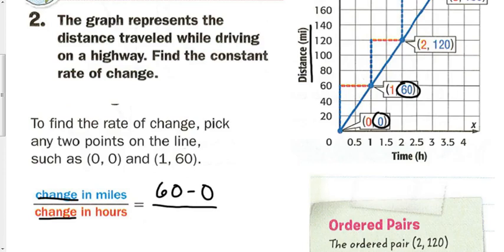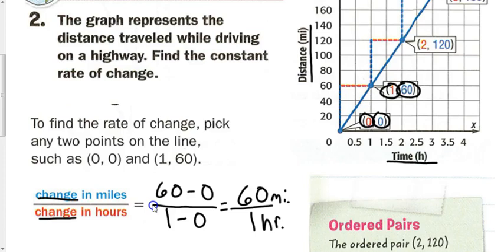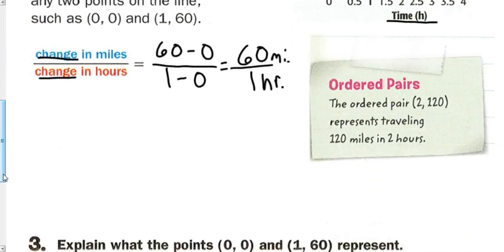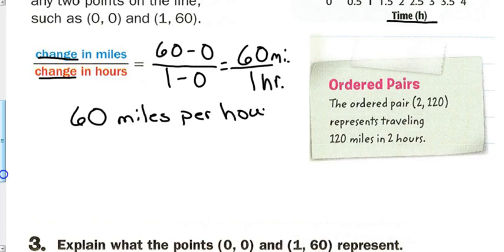Then we're going to find the change in hours, which for (0, 0), again, hours is our x-axis here, our independent variable. Hours are 0 and 1. So we'll simply subtract 1 and 0. And when we do that, we get 60 over 1, or 60 miles in 1 hour. So our unit rate becomes 60 miles per hour, or you might see that written as 60 mph as well.